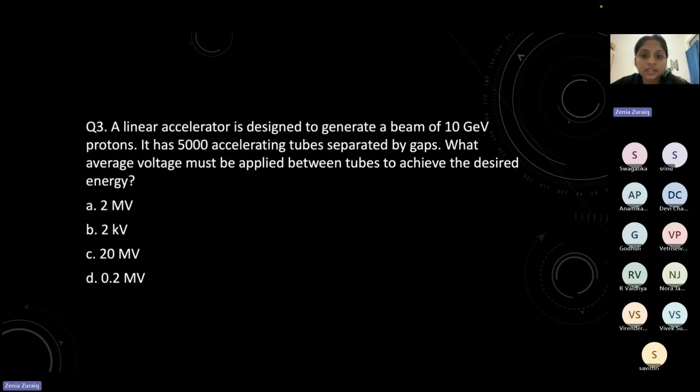A linear accelerator is designed to generate a beam of 10 GeV protons. GeV is giga electron volt. It has 5,000 accelerated tubes separated by gaps. And what should be the average voltage? So again, this is a very easy question, direct question. You can solve this even if you don't know nuclear physics.